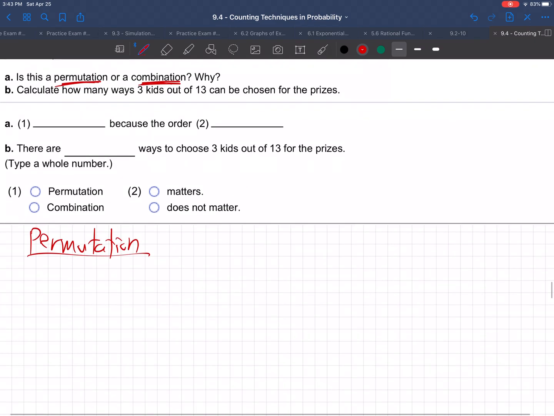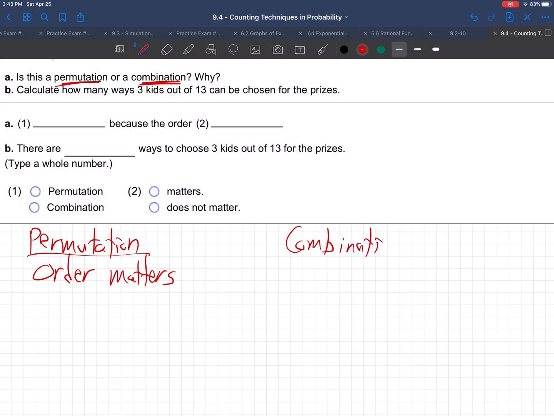In a permutation, order matters. And in a combination, order does not matter. That's what these terms mean.